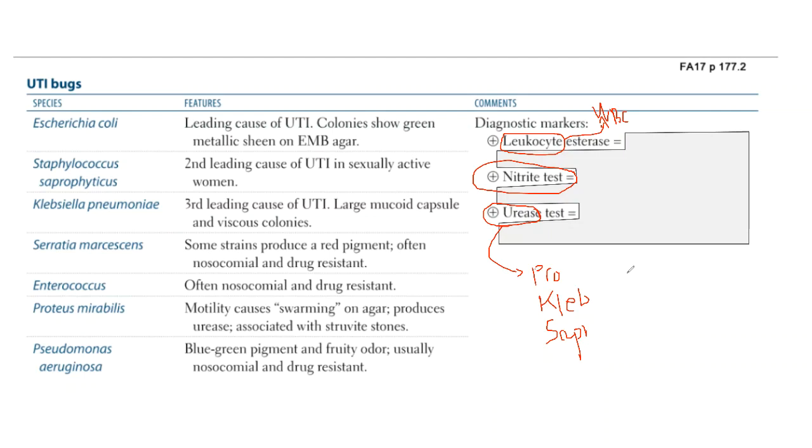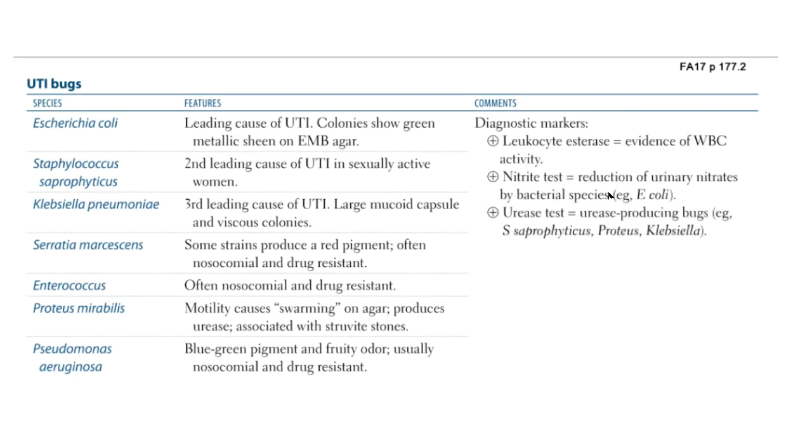So leukocyte esterase means that you have some white blood cells in the urine. That means you have some sort of infection. If it's a nitrate positive test, maybe it's some E. coli. So next time you go into the hospital, you see the old folks, you do the UA, and it comes back leukocyte positive, nitrate positive, most likely it's E. coli. And if it's a urease positive test, you think about Proteus, Klebsiella, Staphylococcus. That's what it all means, basically. So reduction of urinary nitrate by bacteria, most likely is E. coli.